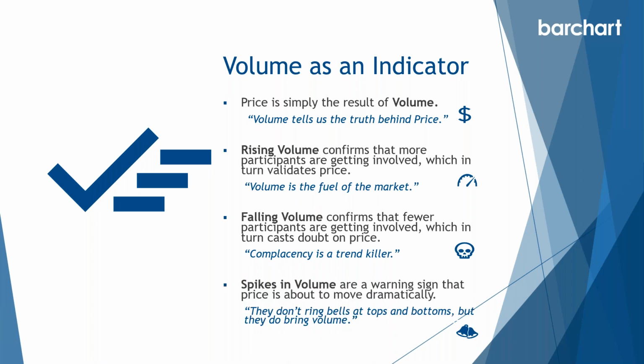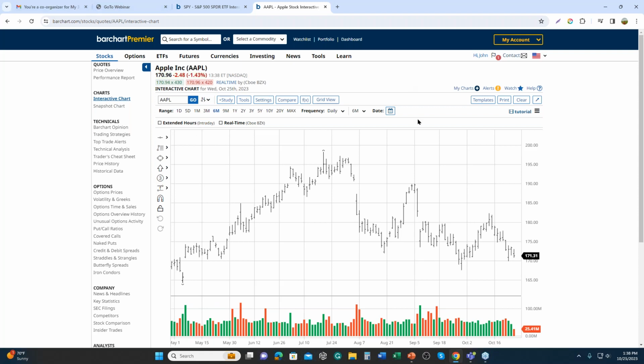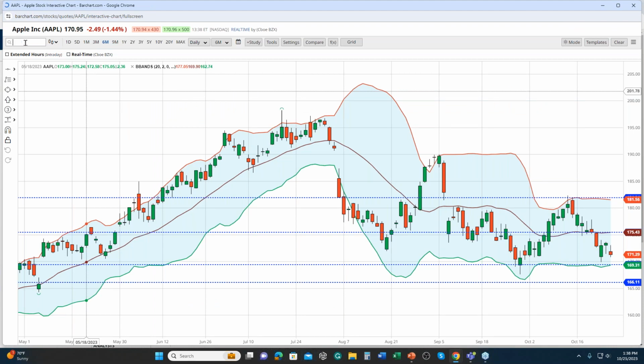And finally, spikes in volume are warning signs that price is about to move dramatically. Now, it might be a dramatic move in the direction that price is currently moving, but typically big spikes in volume occur at tops and bottoms. And so there's an old floor adage that says they don't ring bells at tops and bottoms, but they do bring volume. So we're going to look at volume. So let's go back to our blowout, where we were looking at our gold example.